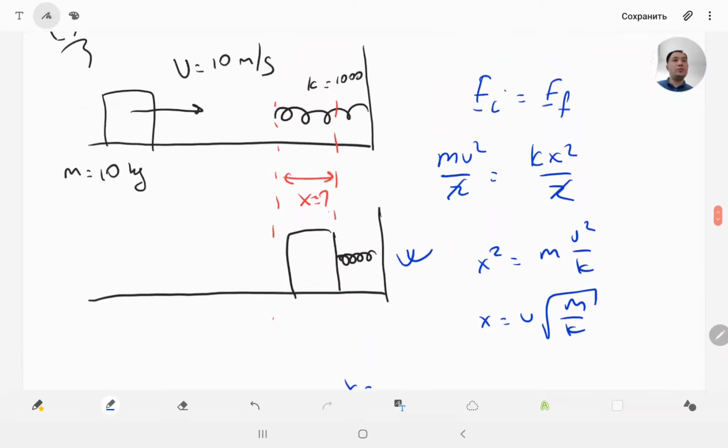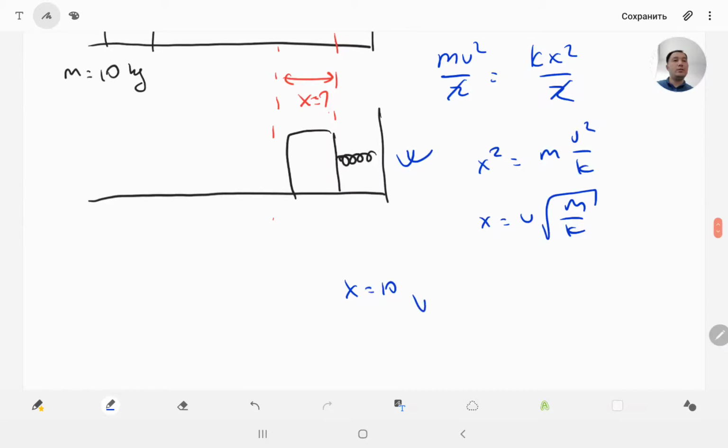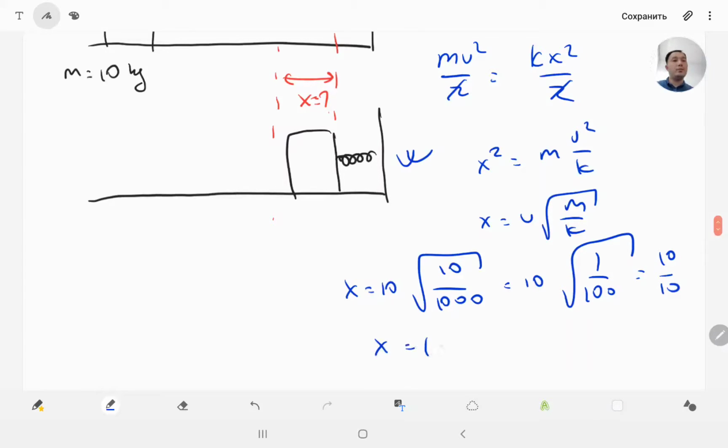So velocity was equal to 10, mass 10, spring constant 1000. So 10 times square root of 1 over 100. So the answer is 10 over 10. The answer is 1 meter. So the spring will be compressed by 1 meter. Yes, after 1 meter it will stop basically.